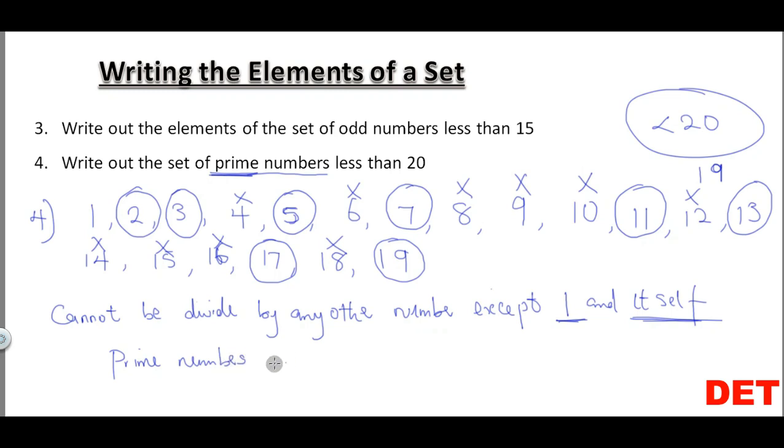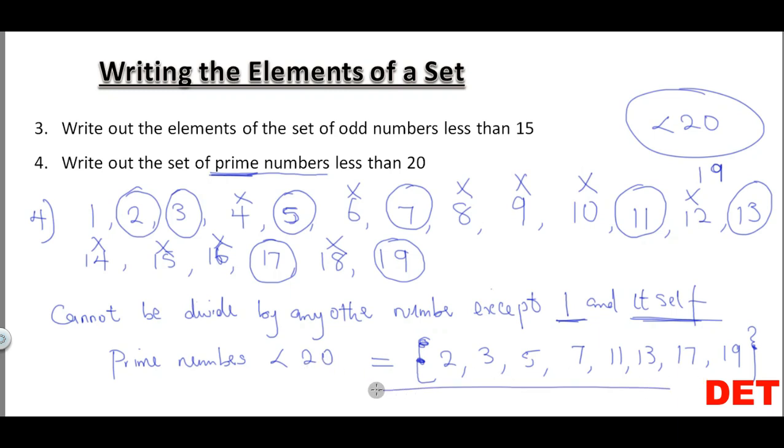So from here, the set of prime numbers less than 20 will be equal to. So first of all, you draw out what? Your curly bracket. All right, and then put in the prime numbers. So we have 2, 3, 5, 7, 11, 13, 17, and what? And 19. So this is the set of prime numbers less than 20. This is your answer. It's a very simple and straightforward question.